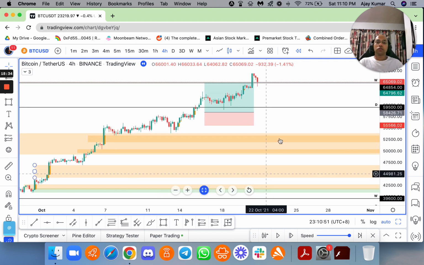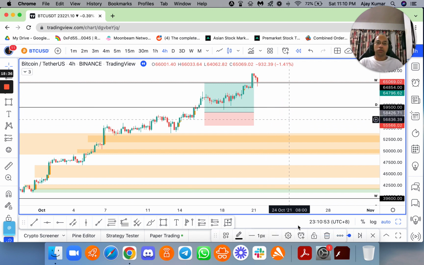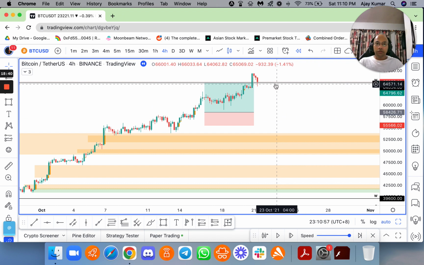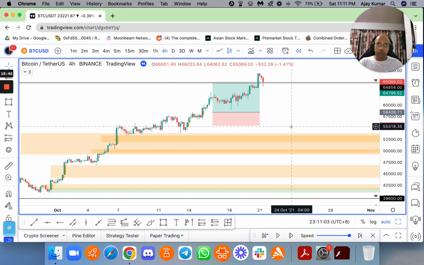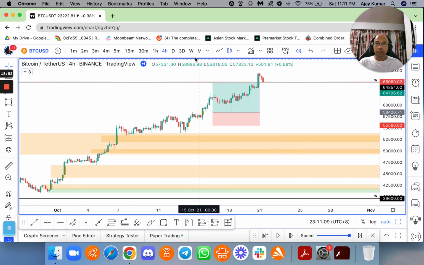Okay, so yeah, this pivot has been breached. I'm going to delete it. This pivot is going to act as support, maybe. So let's keep it there for a while. What do I do? I was saying I want to go back and see on the higher time frame what's happening.